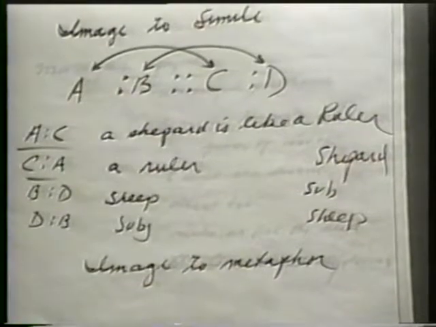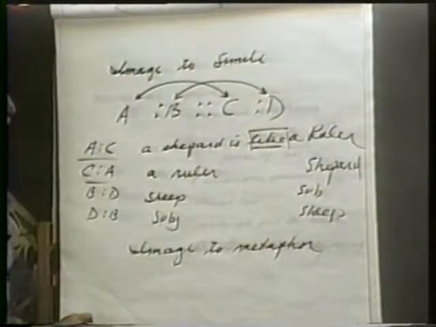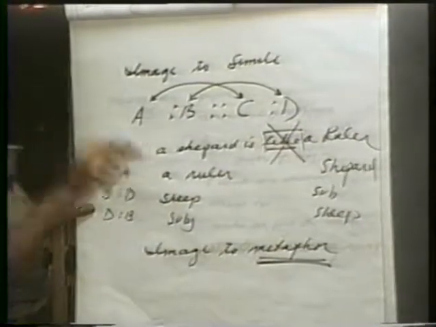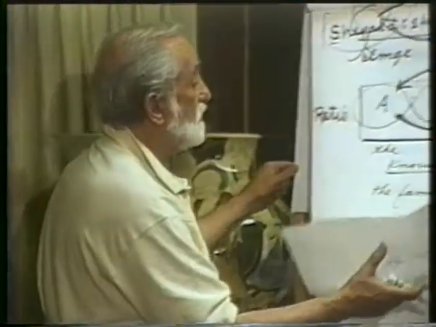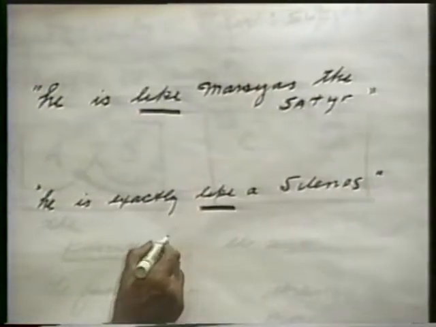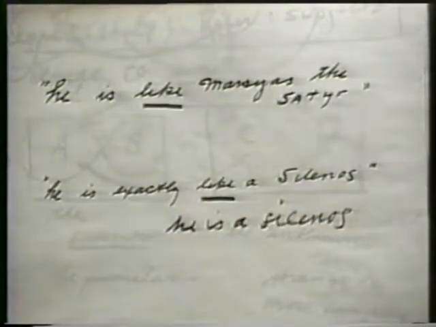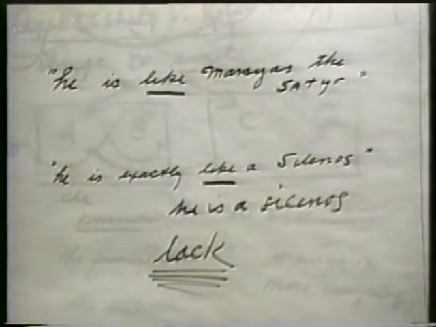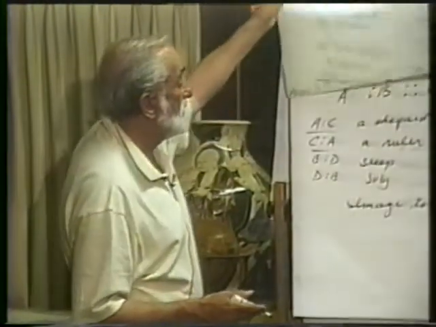Now, I want to say more about that, but if I just change the word like to is, if I just say a shepherd is a ruler, just drop out the word like, then I've generated a metaphor. And I can say, therefore, Socrates is a Silenus. You see, we're going to look at this in a minute, because what's interesting is that if Socrates is exactly like a Silenus, then he is a Silenus. And that's no longer a likeness. There has to be a lack. There has to be a difference. Because if it's identical, it's no longer similar. It moves from likeness to identity, and therefore it's no longer as similar.